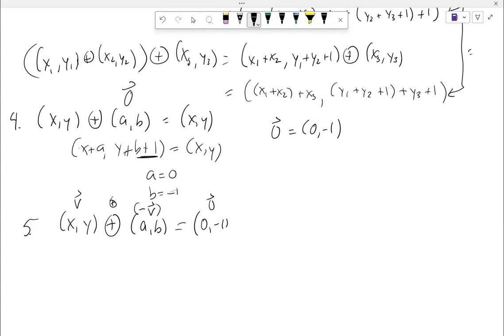We have another equation to solve again, but don't use 0, 0 here, because that's not what the zero vector is, right? The zero vector here is 0, -1. This is what we're trying to get to. But it's the same kind of idea. Now simplify your left-hand side. Again, we get x plus a, y plus b plus 1.